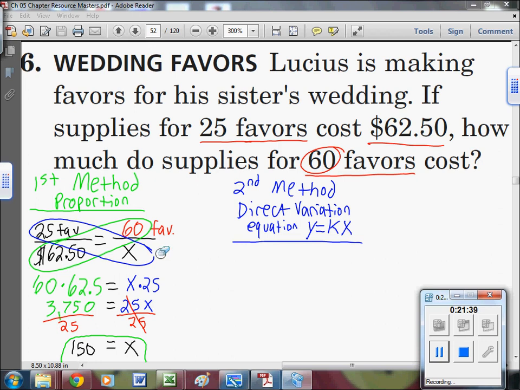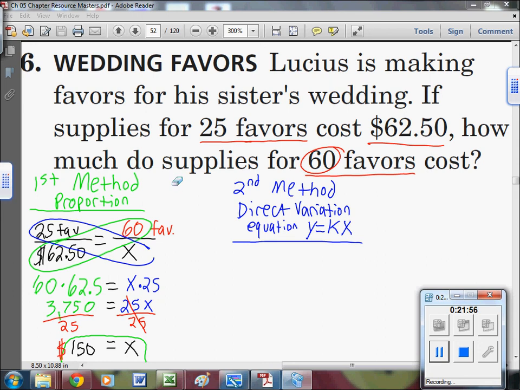Like I always ask you, 150 what? What were we solving for? We know that it was favors over dollars, so that means we were solving for dollars. So put that into context. That's $150. So you know it's gonna cost you $150 for 60 favors. So you answered your question using the proportion method.